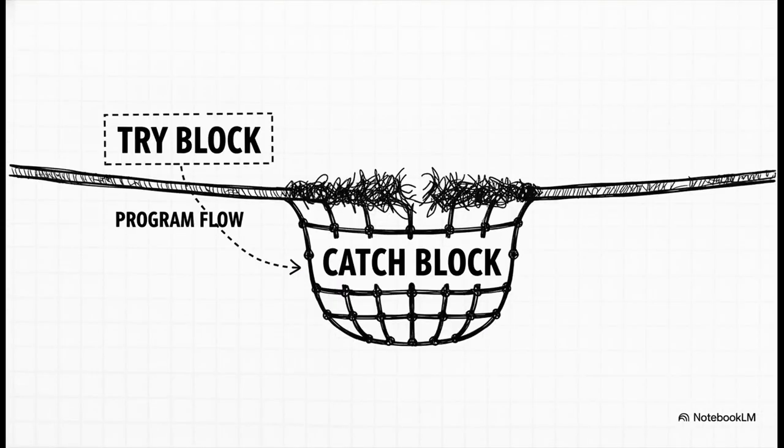Okay, let's look at the code. We wrap the risky part, the division, inside a try block. That's our danger zone. Right after it, we have our catch block. This is our safety net, and it's specifically waiting for an ArithmeticException. If that exception happens, the code inside the try block stops immediately and control jumps straight to our catch block.